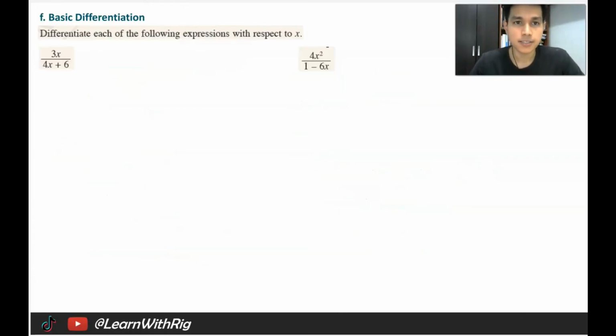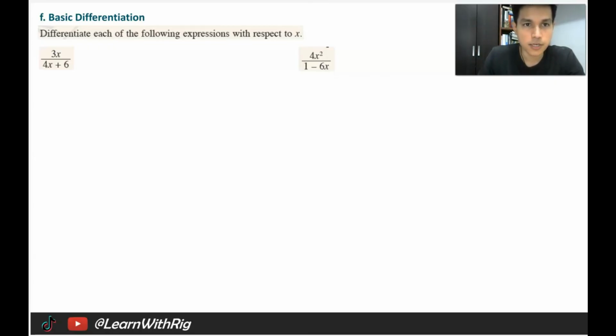Alright, so now let's see the last part of this video. This one looks like what to you? Just by looking at this, you know that it is quotient rule, right? Because it's a division and you cannot simplify it to make it the direct differentiation method. So the only way is quotient rule.